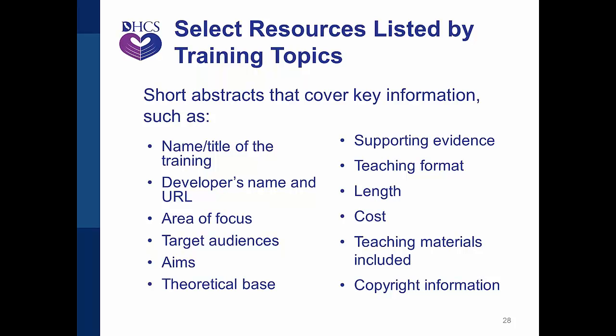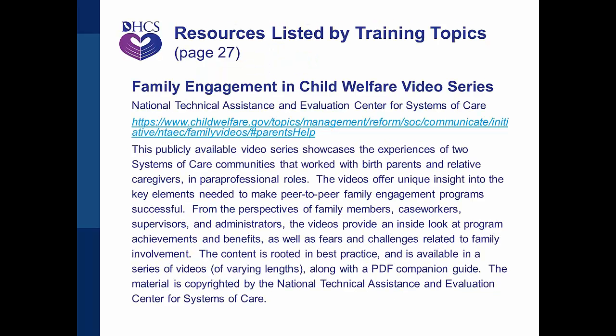And what we're going to do is just look at a couple of the examples of these resources with the abstract. If you look at page 27, here's an example of the family engagement and child welfare video series from the National Technical Assistance and Evaluation Center for Systems of Care. You'll notice there's a link. You can click on the link, and it basically gives you information about experiences of 2 systems of care communities that work with birth parents and relative caregivers in paraprofessional roles. There are videos that offer insight into key elements needed to make peer-to-peer family engagement programs successful. The content is rooted in best practice and is available in a series of videos. The material is copyrighted by the National Technical Assistance and Evaluation Center for Systems of Care. So this is one example.